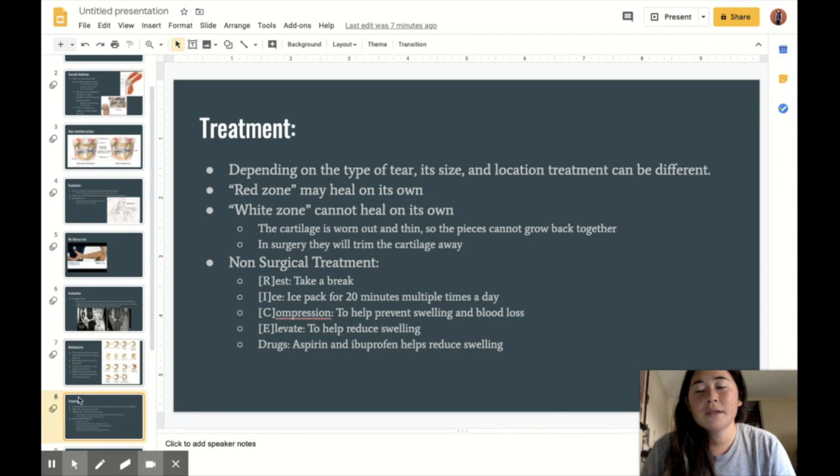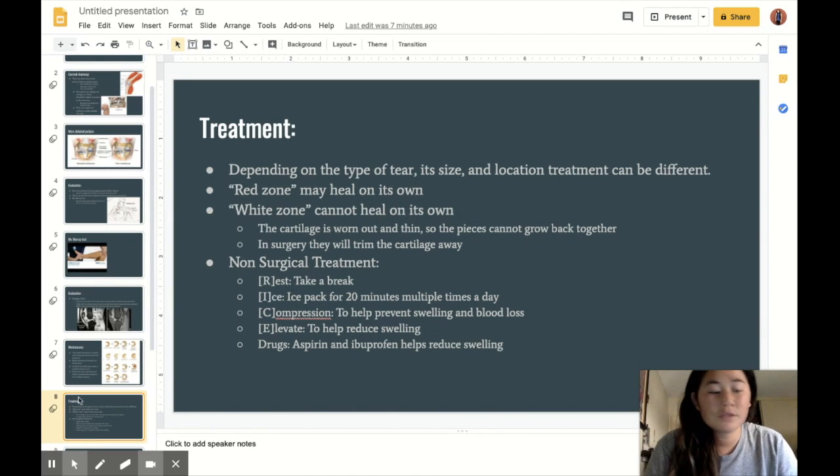Next is treatment. Depending on the type of tear and the size and location, treatment can be different for every athlete. The red zone means that it may heal on its own. The white zone can't heal on its own. The cartilage is worn and thin, so the pieces can't grow back together. So during surgery, they will trim away the cartilage.